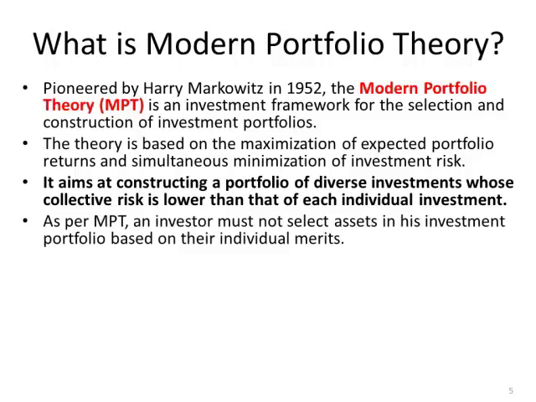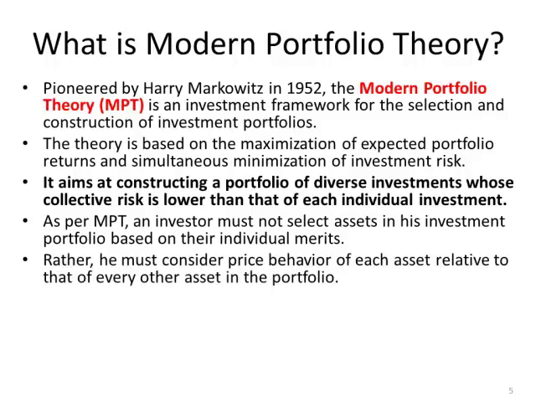So, as per the modern portfolio theory, an investor must not select assets in his investment portfolio based on their individual merits. This is one of the key tenets of this idea: our goal is to understand the portfolio return and the portfolio risk, right? We're not simply worried about the individual merits of the particular investment. So really what we do is consider the price behavior of each asset relative to that of every other asset in the portfolio, right?